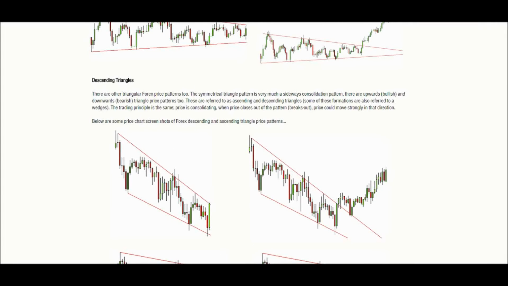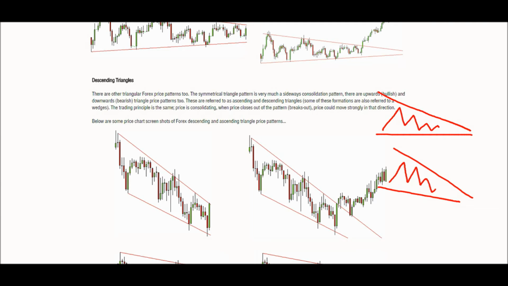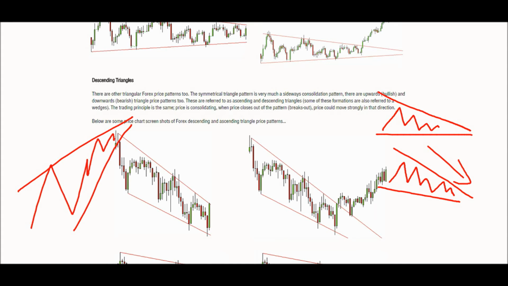There are also descending triangles, so you can get triangles, something like this, or even something like this. So price doesn't have to move sideways, it can just get tighter in a descending sort of direction, and also an ascending direction, something like this.